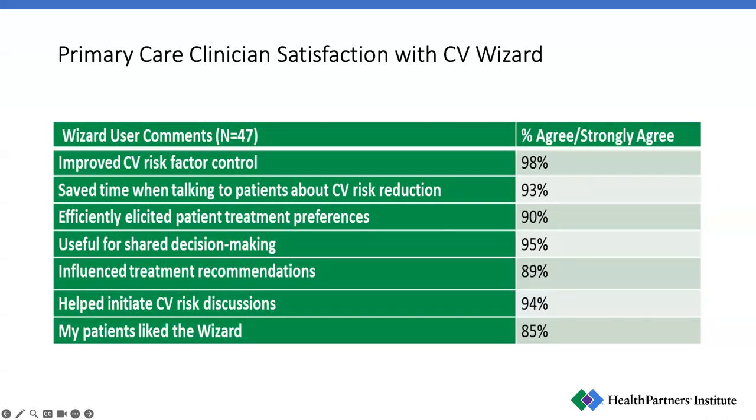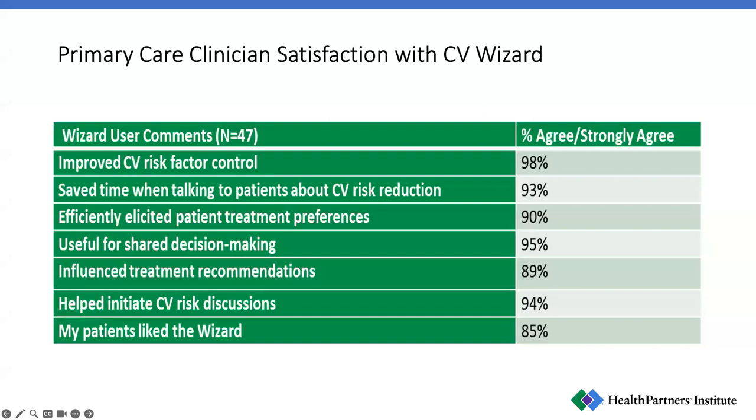93% thought it saved time if you're focused on CV risk reduction or diabetes. 90% thought it efficiently elicited patient treatment preferences. This is important because you can say, are you interested in any of those things? When the patient says no, you say, oh, how about them Vikings? Or maybe if you're in New York, how about them Yankees? But the patient's going to come back.